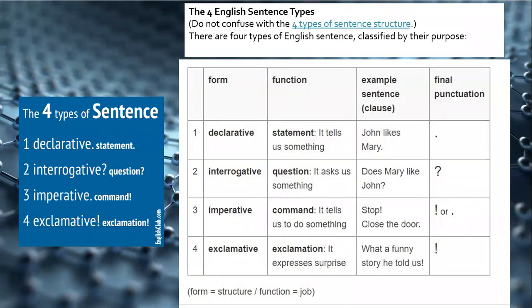So declarative, it tells us something. So John likes Mary. It tells us something, sorry. So like John likes Mary. The haunted house. There's a house that is haunted.